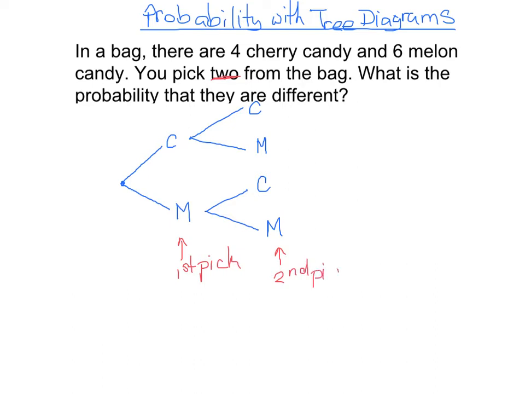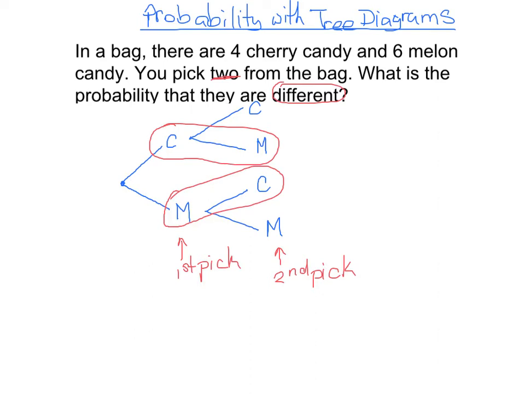Now, the question is asking, what is the probability that the 2 candy chosen are different? Well, you can have 2 different candy if you first picked a cherry and then picked a melon. Or you can have 2 different candy if you first picked a melon and then picked a cherry. So that's the way you can have 2 different types of candy. Now, how do you actually use this visual?